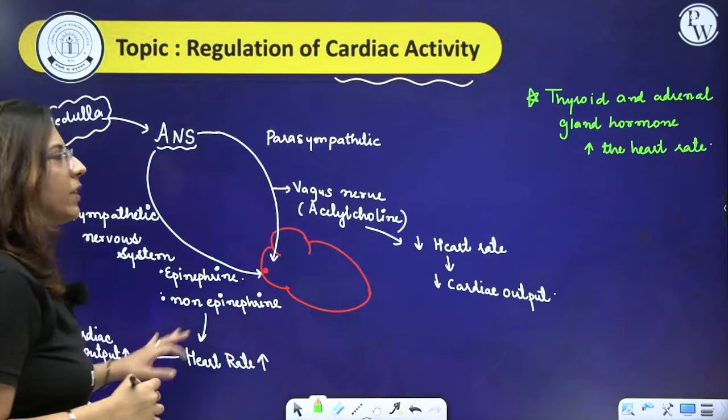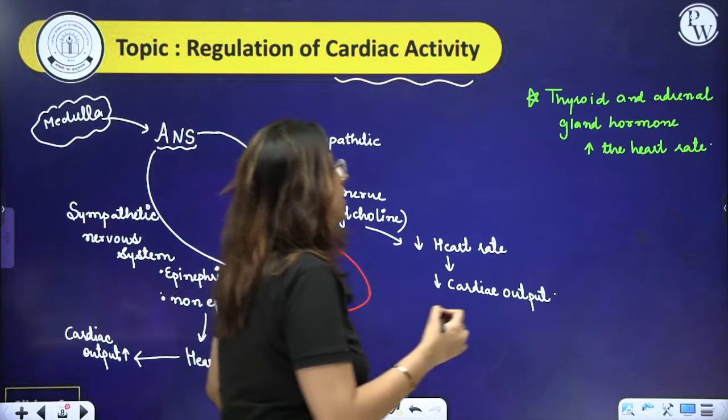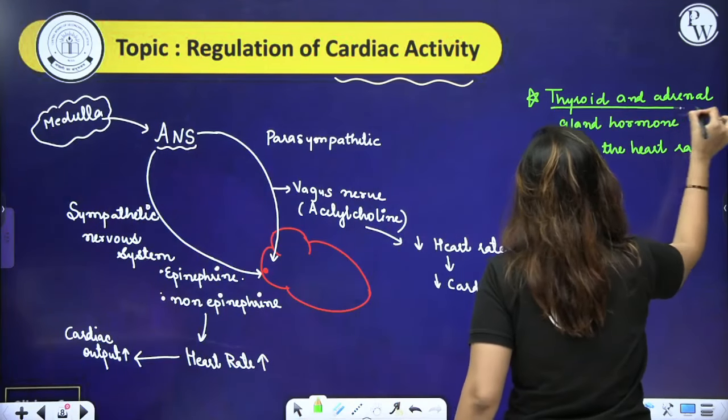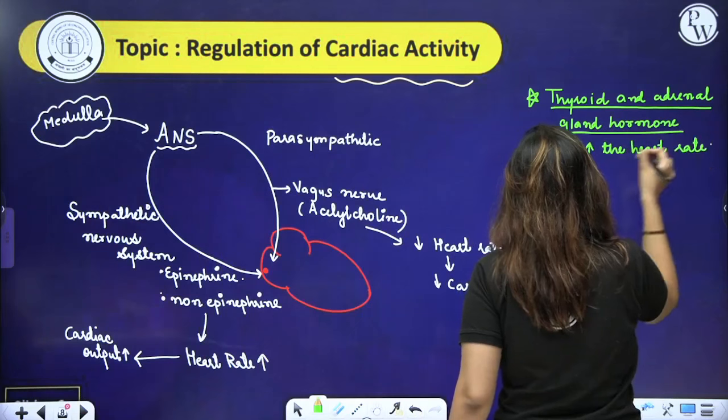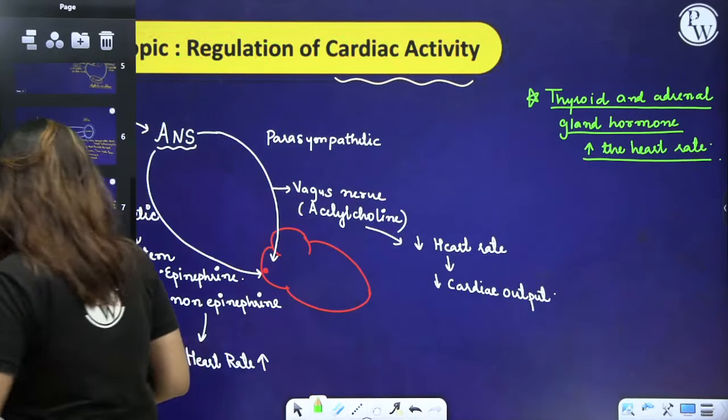Clear? So, we will discuss in detail in the chapter on chemical control and coordination how they function, what their roles are, and how it affects everything in the next chapter. Clear? Or maybe the next to next chapter.